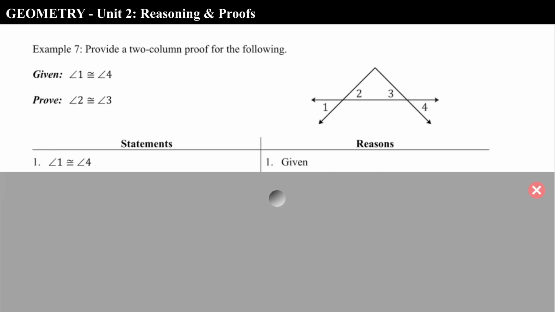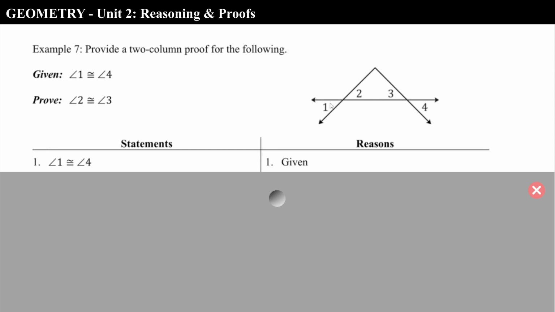All right, moving on to example 7, we're going to provide a 2-column proof for what's given here. We have our figure, we have our given information that angle 1 and angle 4 are congruent. So we start with our given. And this time we're not going to talk about the measures, because we're going to cut out a couple of steps here. We don't necessarily need the measures because we're not going to talk about anything being supplementary or complementary.